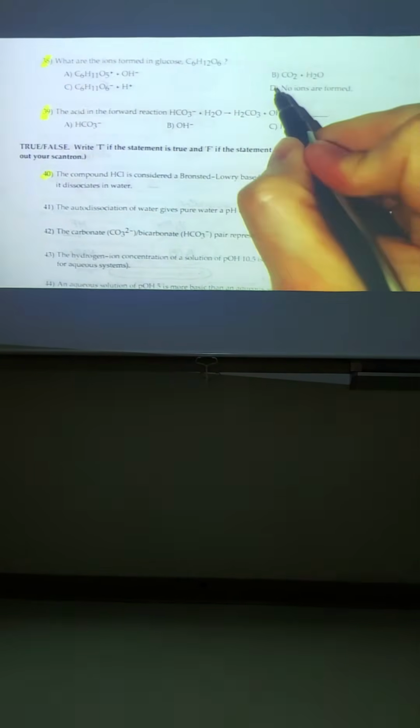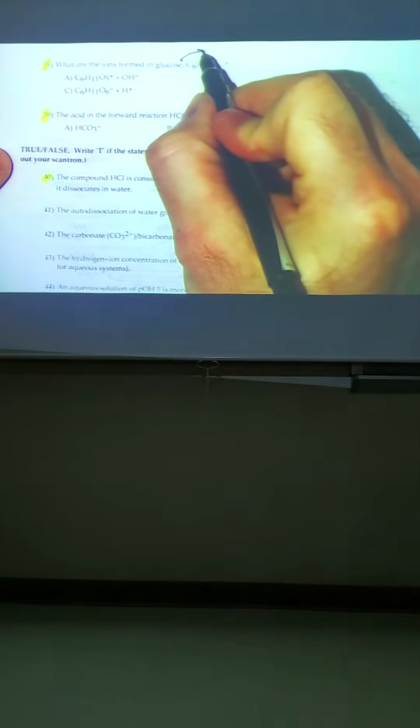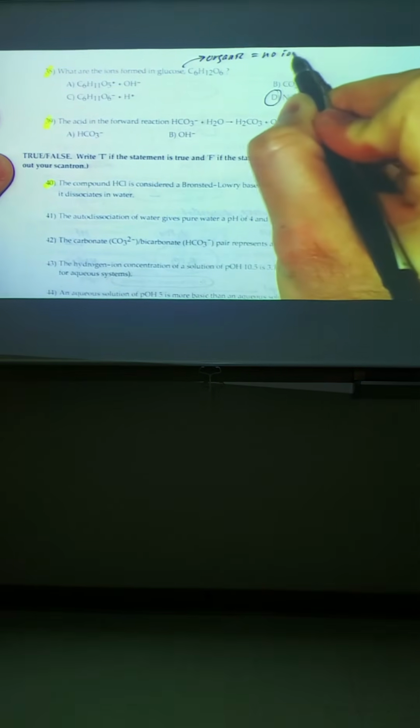In 38, they say, what are the ions in glucose? Well, that's a trick question because there aren't any ions in glucose. Anything that's organic has no ions unless you're an acid. And glucose is not an acid.